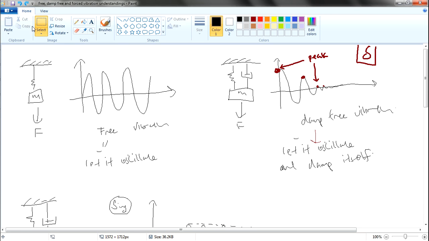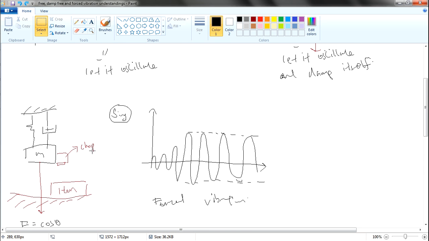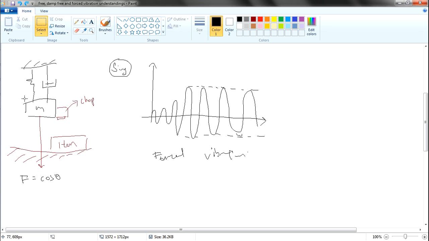Whereas in free vibration, you just pull the mass down and release, you let it decay down, and that's it. So the difference between free and forced vibration is this. Free vibration, you pull the mass down, you release it. But for forced vibration, you keep pulling it down and up, release, down and release, down and release. Correct. So I hope this makes ample sense.